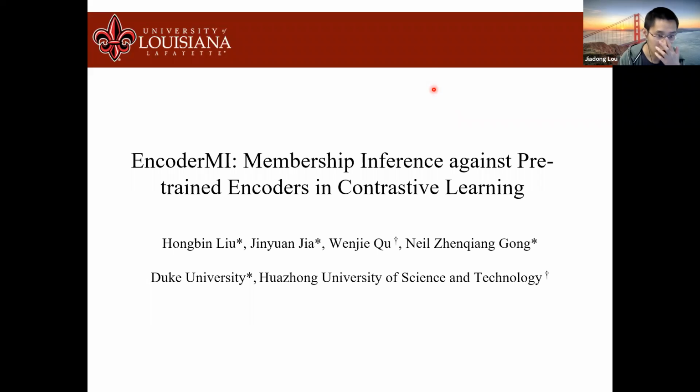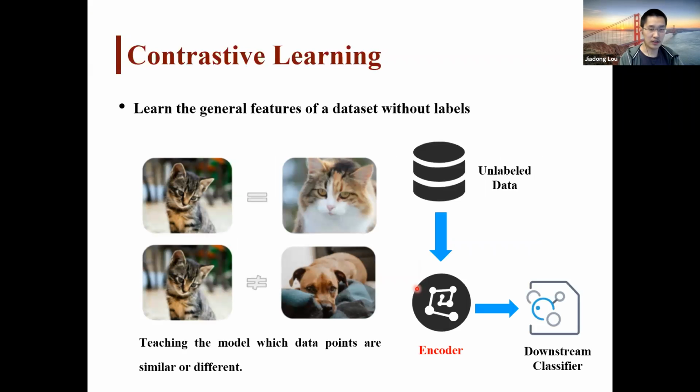Yeah, today I'm going to present the paper EncoderMI: Membership Inference against Pre-trained Encoders in Contrastive Learning. It was just published in this year's CCS, from Neil Gong's group at Duke University. First, I will give an introduction to contrastive learning.